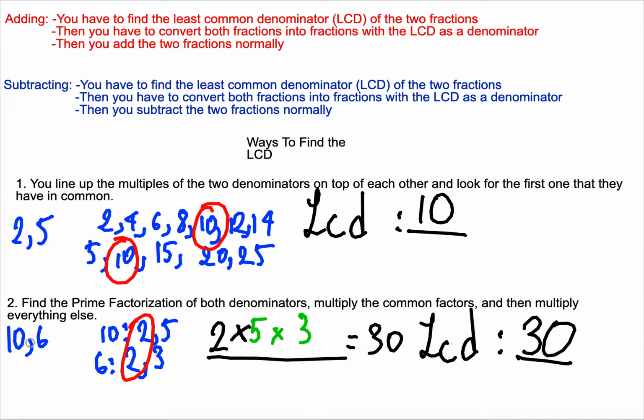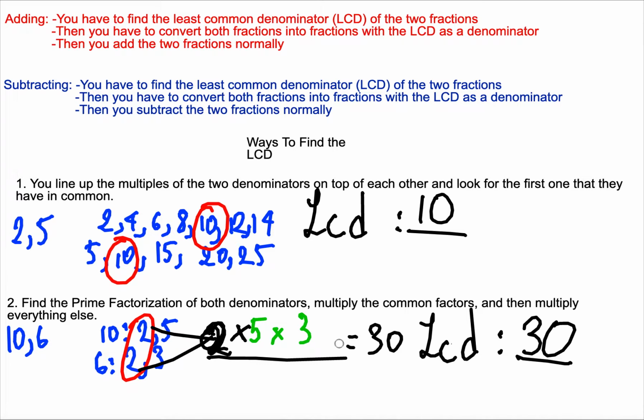So, if our two numbers are 10 and 6, you list out the prime factorization. For 10, it's 2 and 5. For 6, it's 2 and 3. Now, when I say you multiply the common factors, you don't multiply 2 times 2. These two numbers, 2 and 2, you just bring down one 2, since they're common. You do not have to multiply them. So you have one 2, and you multiply everything else by it. Our other two numbers are 5 and 3.